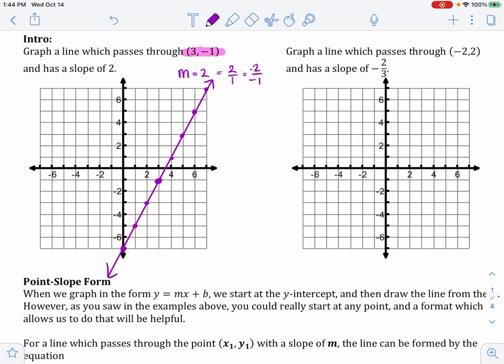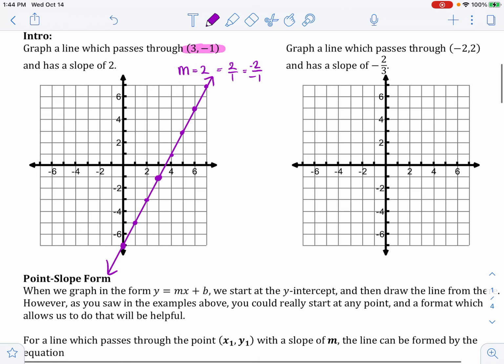Let's graph another line. Go ahead and pause the video and try this one on your own. Your point is -2, 2. Your slope is -2/3, which is the same thing as -2 over 3, which is the same thing as 2 over -3. Let's do this one first. So I'm going to do rise -2, so I'm going to go down 2 and then right 3. Down 2, right 3, down 2, right 3.